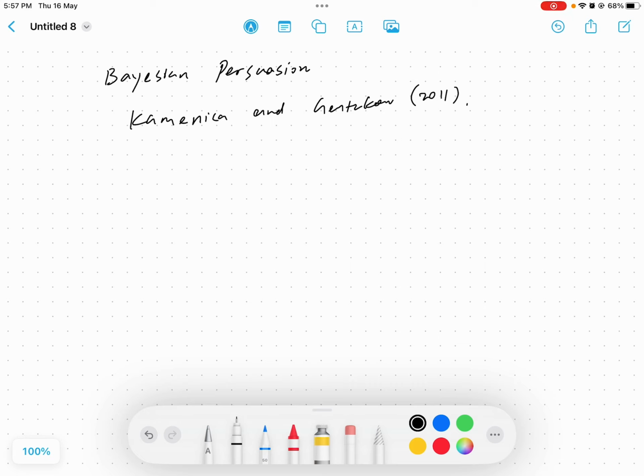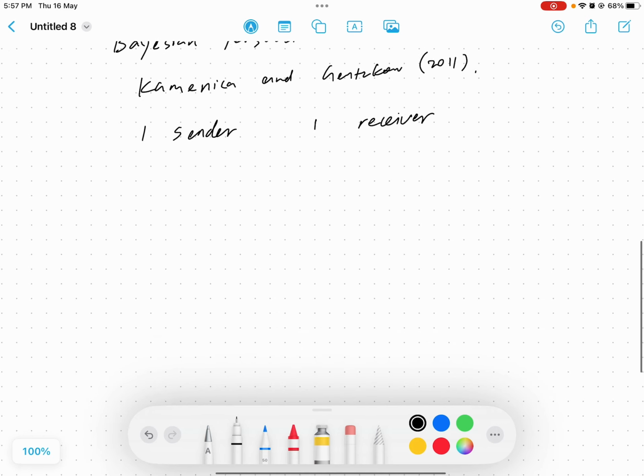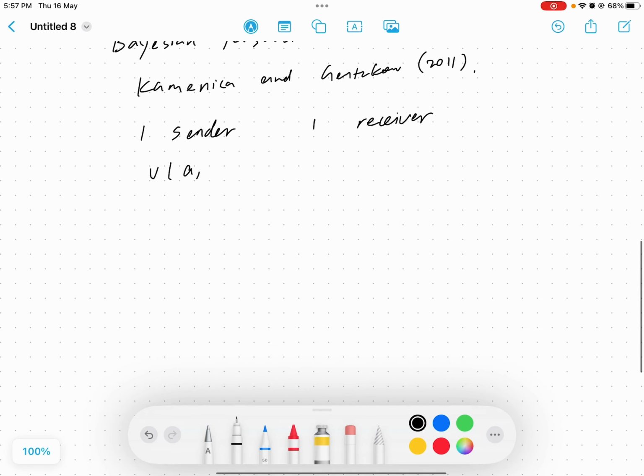Okay, so now let's get to the basic model of this problem. So there's one sender and one receiver. The sender's utility is V, affected by the action of the receiver and omega, which is the state of nature. The receiver's utility is U, depending on A and omega. V and U are not necessarily the same, right? So there might be a misalignment of interest between them, and that is already embedded in this utility function.